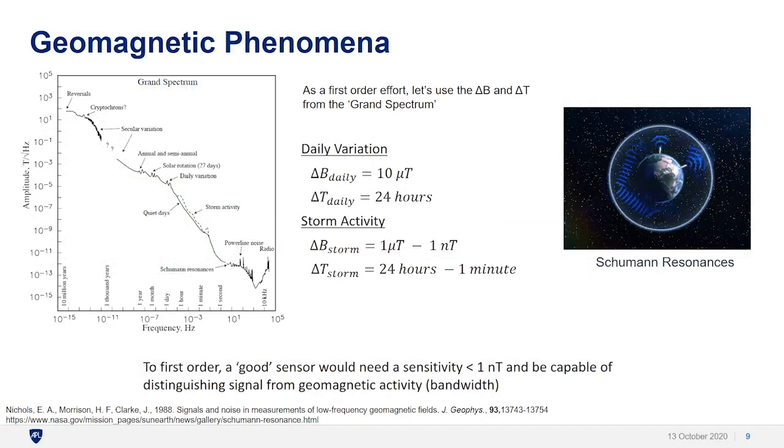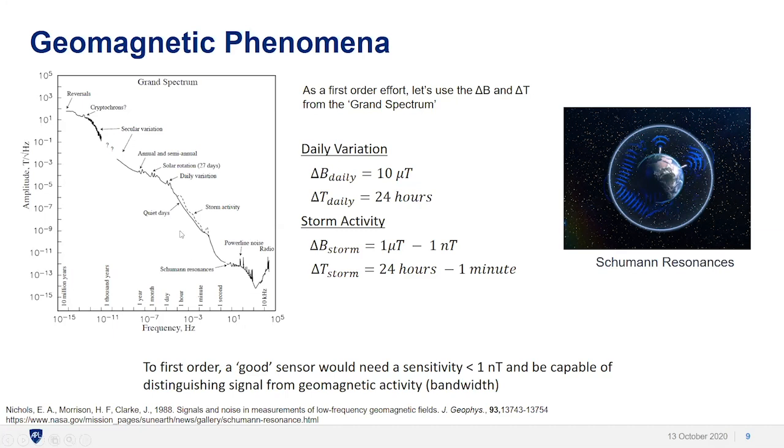The plot on the left is one of my favorite plots I've ever seen. So this one slide goes over a few things of interest in geomagnetic phenomena. So here we have the magnetic field strength on the left, and then here's frequency, and it goes from 10 million years to fractions of a second. That's the period, and the frequency is the inverse of that.